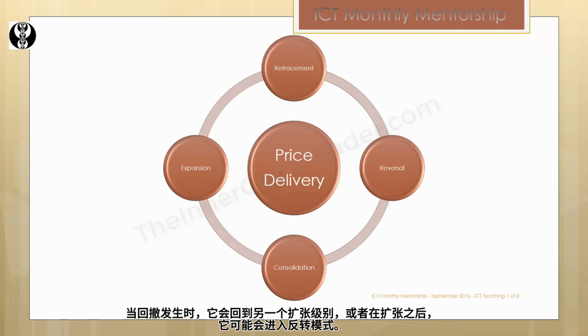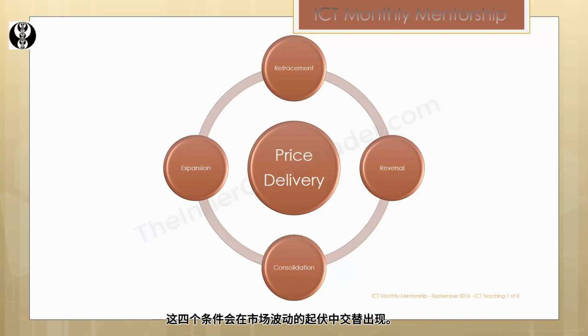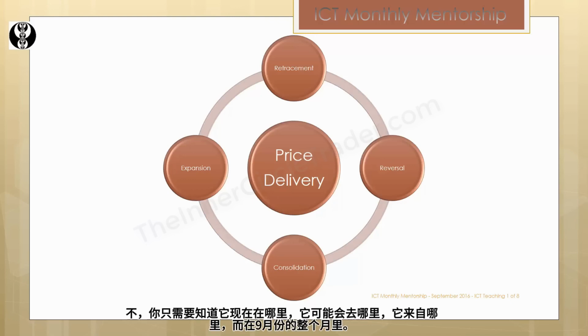When the retracement happens, it goes back down into another level of expansion, or after the expansion, it can go to a reversal pattern. After the reversal pattern, it'll see another retracement, then back to potentially a consolidation. These 4 conditions interchange throughout the ups and downs and ebbs and flow of the marketplace. You're only going to get one of these 4 conditions. Now you're probably saying, okay, well that's a lot. I need to know one of these things to make a trade.